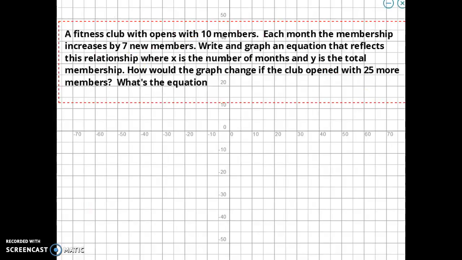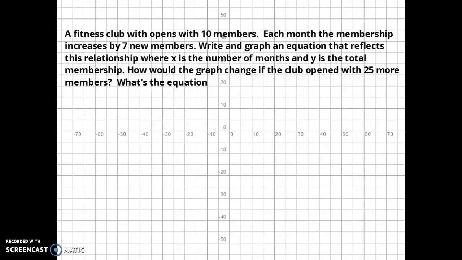A fitness club opens with 10 members. Each month, the membership increases by 7 new members. We're going to write and graph an equation that reflects this relationship where x is the number of months and y is the total membership. How would the graph change if the club opened up with 25 more members? And what's that equation?